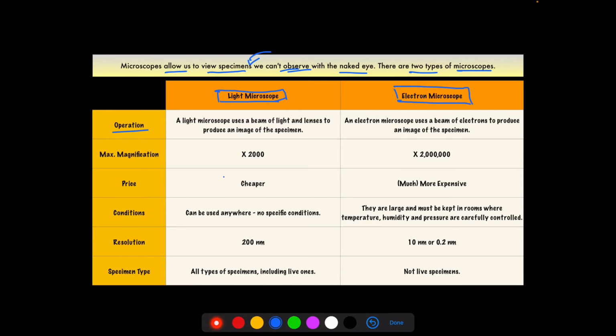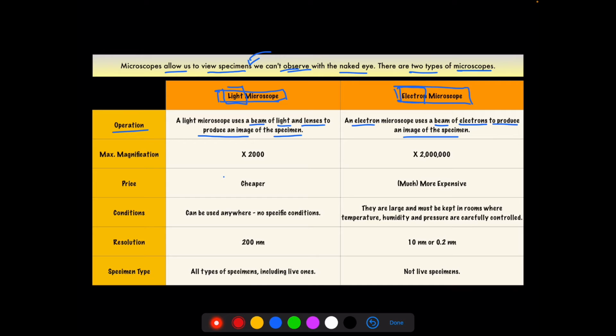A light microscope simply uses a beam of light and lenses to produce an image of the specimen. That's what it does. You just need to know that. However, an electron microscope, self-explanatory, uses a beam of electrons to produce an image of the specimen. It's in the name, electron, a beam of electrons, a beam of light to produce the image, okay?